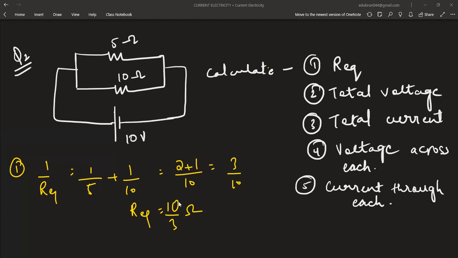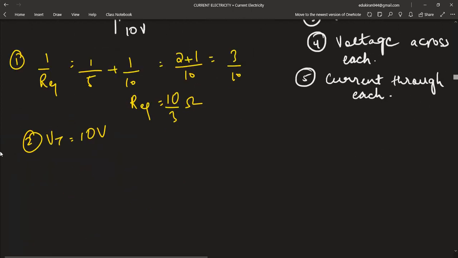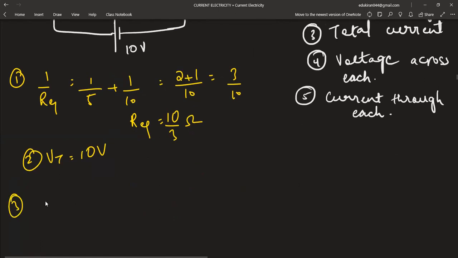Mamuna, first part's answer is this. Zara's first part is correct. Yes, second part, both of you have given the correct answer. Total voltage is 10 volt. Third part, total current. If you have the total voltage, you have the total resistance. Total current is very easy to calculate. It is V divided by R. 10 divided by 10 by 3.